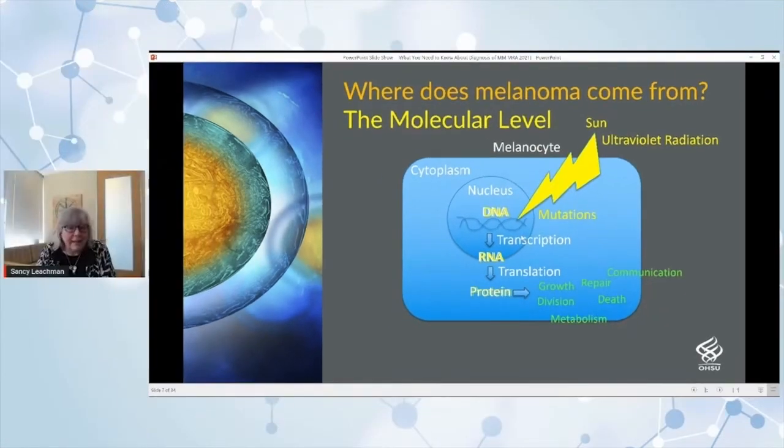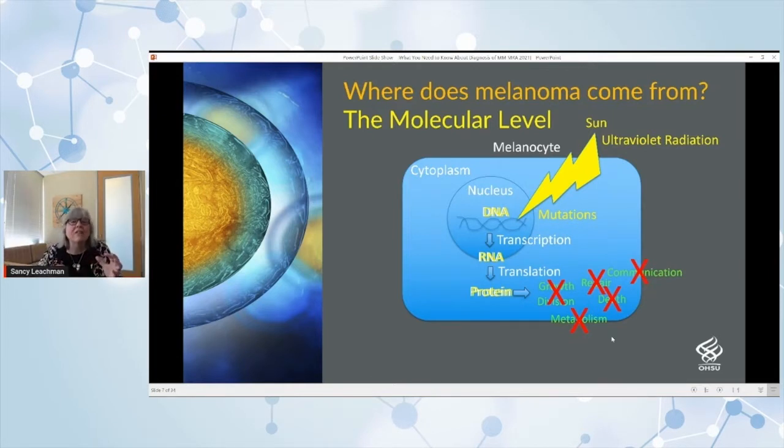And when the RNA isn't correct, the protein isn't correct. And when the protein isn't correct, you start to get mistakes. You start to get problems. The cell can't control its growth or its division. It can't control how it's metabolizing things, the oxygen levels that it needs, things like that. It can't repair itself as well anymore. It can't commit suicide if it needs to. And it doesn't communicate properly with the other cells.